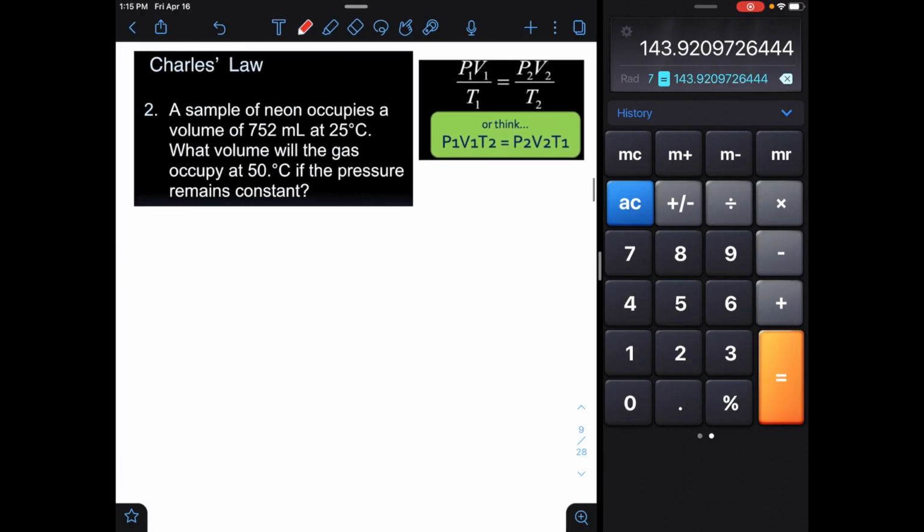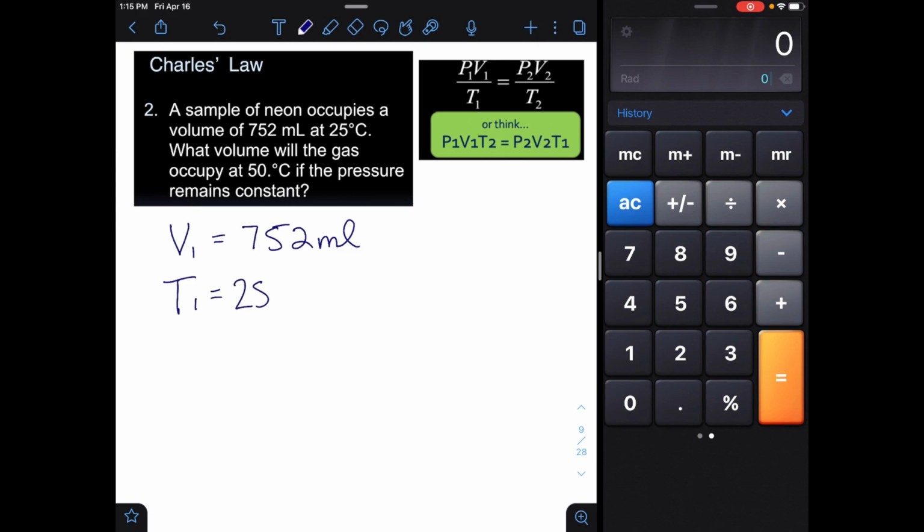Let's move along here to an example of Charles' law. It says a sample of neon occupies a volume. So we have a V1 of 752 milliliters at a T1 of 25 degrees Celsius. But I told you that 25 isn't going to work. You need to always add 273 and convert this to Kelvin. So 273 plus 25, we get 298 Kelvin. So never put that Celsius temperature in. It will end up wrong.